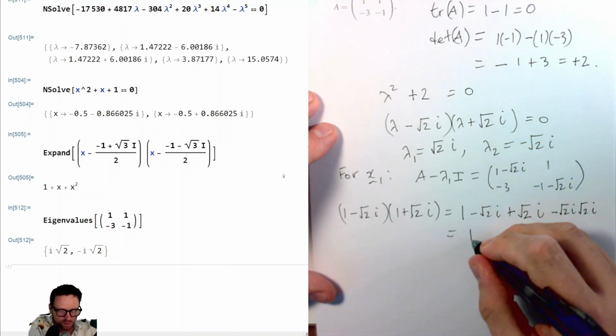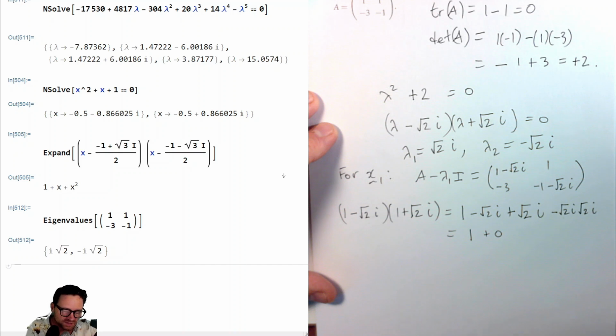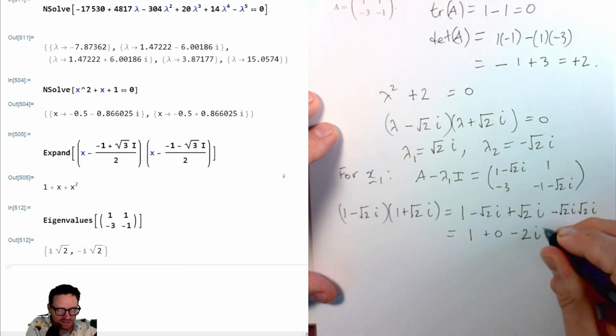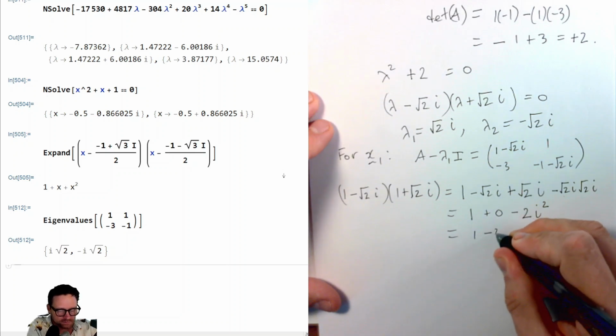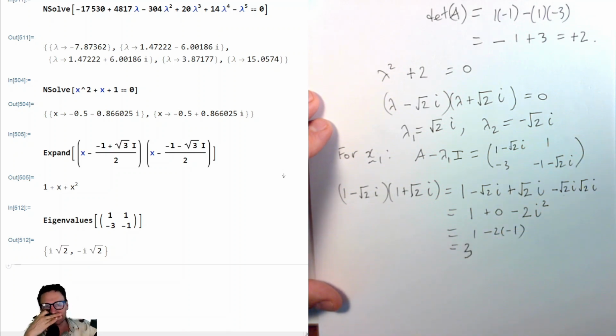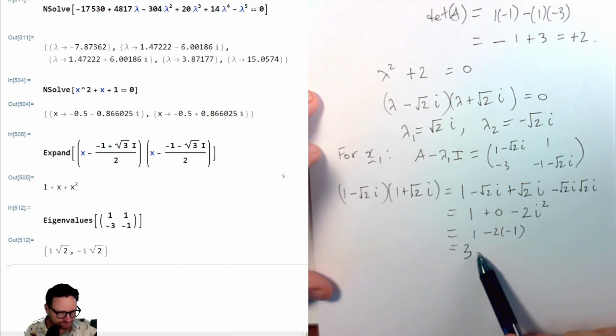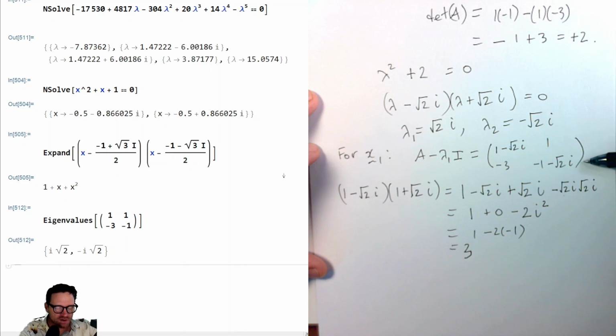Okay, so that gives us 1. Now the inner terms vanish. This product here gives us minus 2 i squared, but i squared is minus 1. And so we've got that product being 3. Okay, so now that we know that the product is 3, what we would do to show that row 2 is a multiple of row 1 is multiply throughout by minus in brackets 1 plus root 2 times i, and we would get the second row.